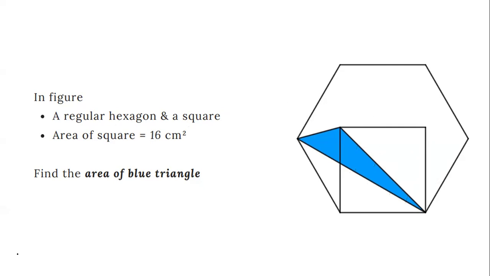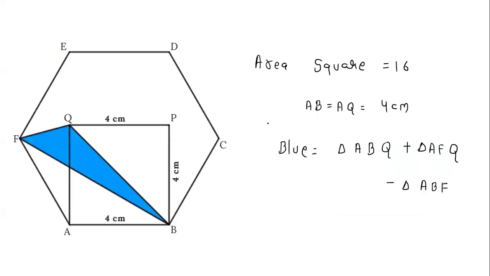Then what is the problem? Then we have to find the area of this blue triangle. So let's see how we can solve this. In this figure, the area of the square is given as 16 centimeters square. So you can find out the side of the square, which is simply the square root of the area, which is 4 centimeter. So this is 4 centimeter, this is 4 centimeter, this is 4 centimeter, and this is 4 centimeter.